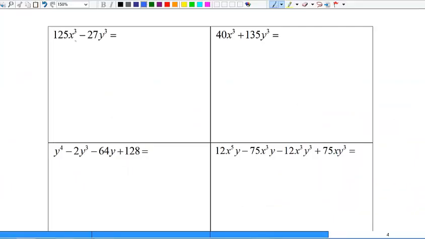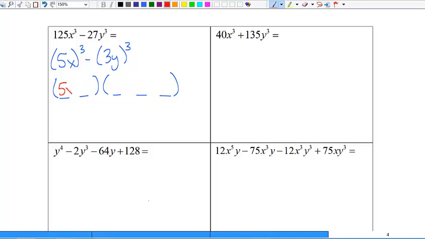So 125x cubed minus 27y cubed. 125x, well, that's 5x being cubed. 27, that's 3y being cubed, so 5x is going to be my a and 3y is going to be my b. When I factor, I want to have a binomial and a trinomial.